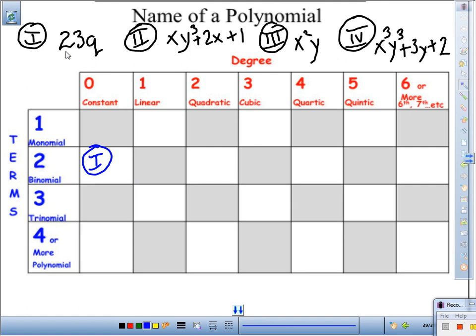Close. Let's go through the process one more time. Here it goes. Guys, focus. Look at it. What's the degree of this term? It's one, because the variable has an exponent of one. So that means it's a what? Linear. How many parts do you see? Only one. So this one would go right there, and the name would be linear monomial. Hands if you got that. Okay, good.